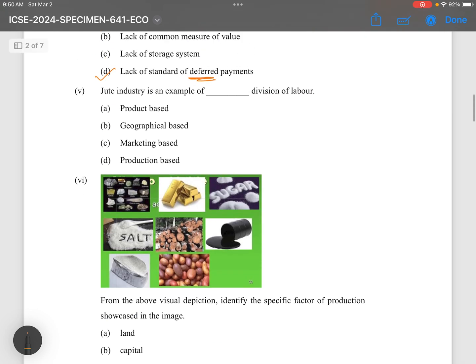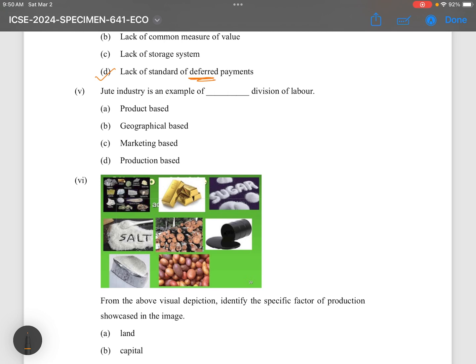Next question is, jute industry is an example of dash division of labor. Now, when we talk about these types of industries, these industries are usually located in a particular region.